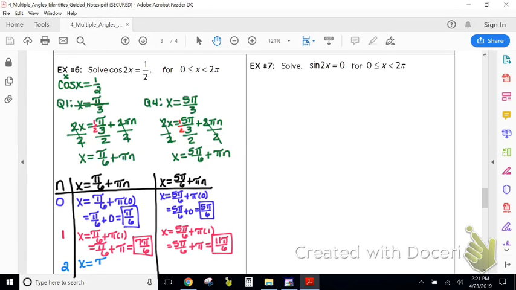n is 2. I'm sorry, I know I'm at the very bottom of my page there. So it gives me pi over 6 plus 2 pi, which is 13 pi over 6. Is that between 0 and 2 pi? No, so I'm done in the first column. I just need to check my second column. Usually, once the first column doesn't work, the second doesn't either. Usually, okay?